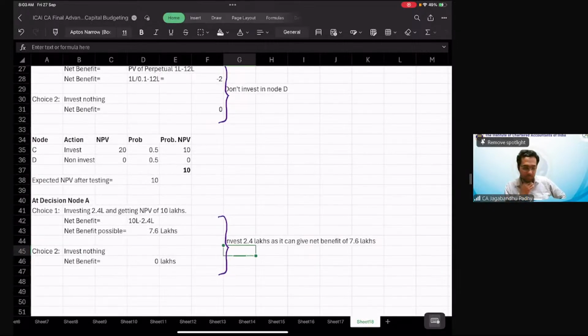Everyone? Yes. So remember, at every decision node, you have to take a choice, whether I should invest or not to invest.